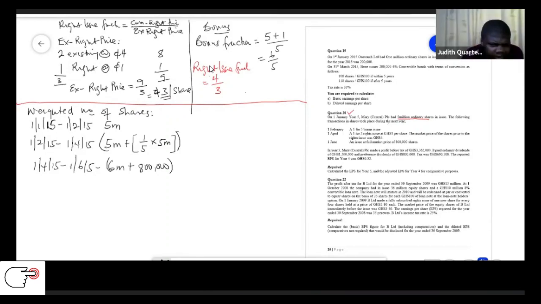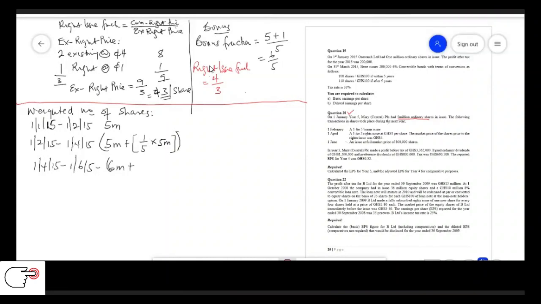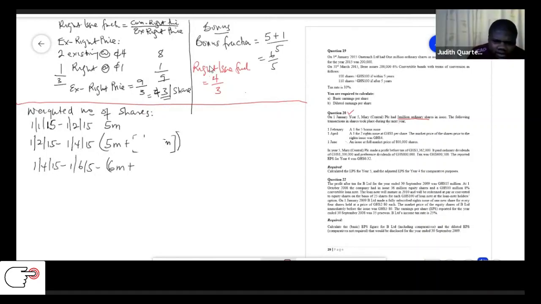Yes. Then on 1st February, they made a bonus issue of how much? So much, so that one too, we added. So that was from 1st February to 1st April when the right issue was made. Now the right issue has to be here. The right issue was 1 for 2, and it will be based on the existing shares here, which is 6 million. So the right issue, they made an issue of 1 over 2 times 6 million. Do you agree?